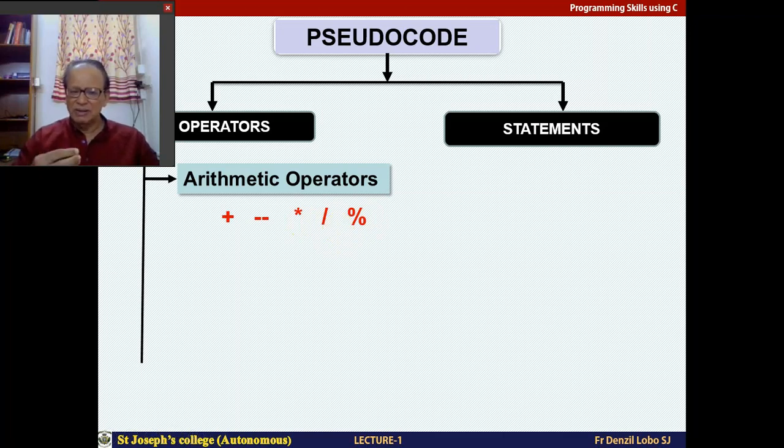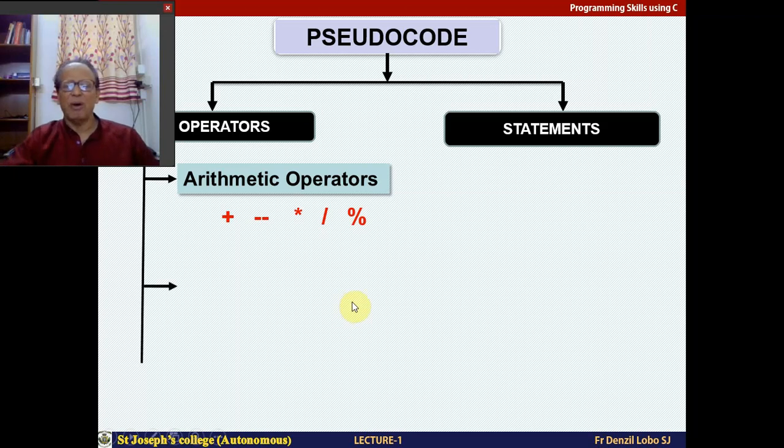Modulus operator is, suppose you want to use, for example, 4 modulus 2. What is the answer? It is going to be 0. That means there is no remainder, 0 remainder. Or 5 modulus 2 will give you 1. Therefore, that is the modulus operator which we are going to use.